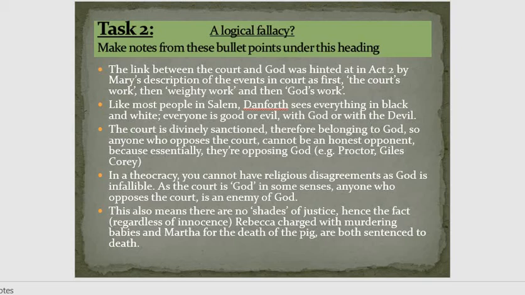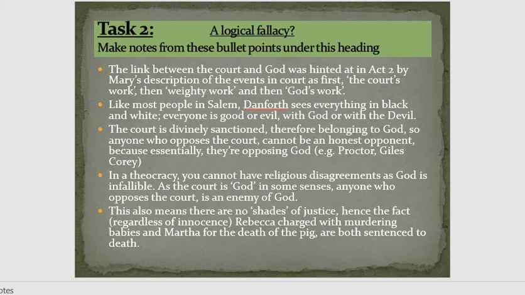And you would have to go through a Crown Court system. So we operate our justice on a scale, whereas in Salem and within The Crucible there is no scale or no different shades of justice. Any sin is the same as each other, so all sins are regarded as ungodly and denouncing the Bible and God's word. So Rebecca is charged with murdering babies and Martha for the death of a pig, but both of these people are sentenced to death.